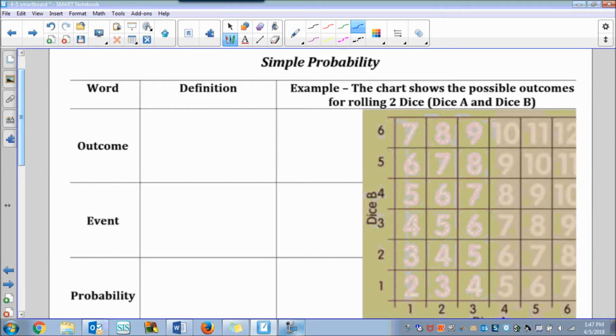We're going to continue talking about simple probability. When I talk about probability, I'm still talking about the favorable outcomes divided by the total number of outcomes. When I talk about an outcome, I'm really talking about the possible results of an experiment.